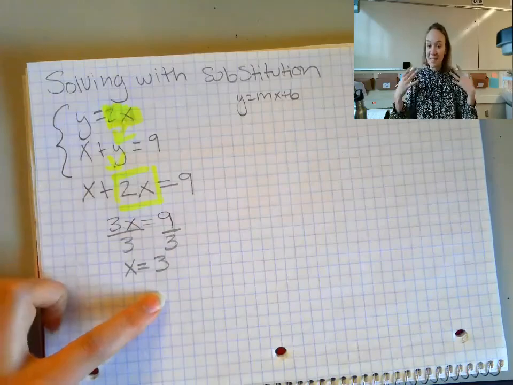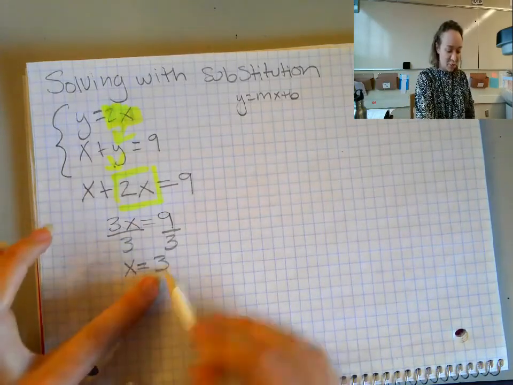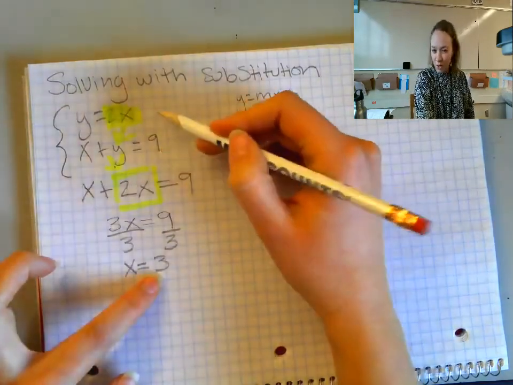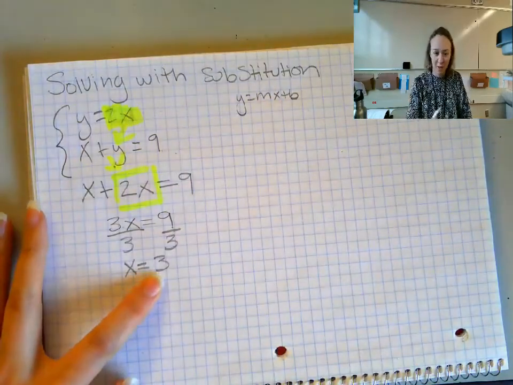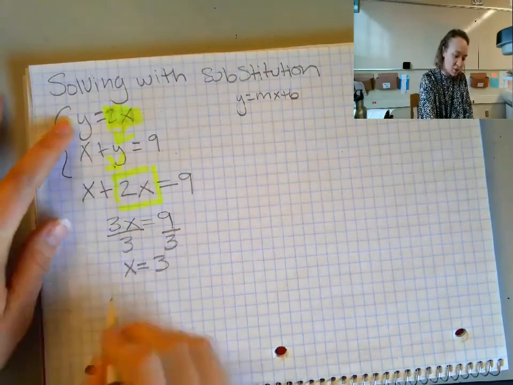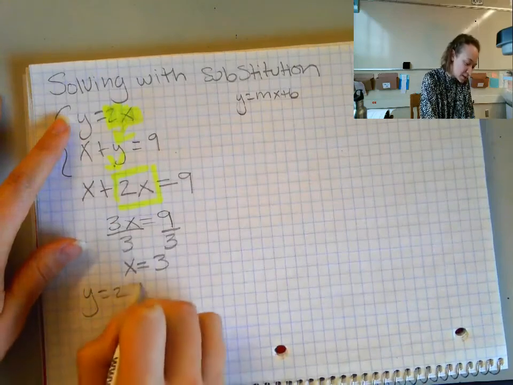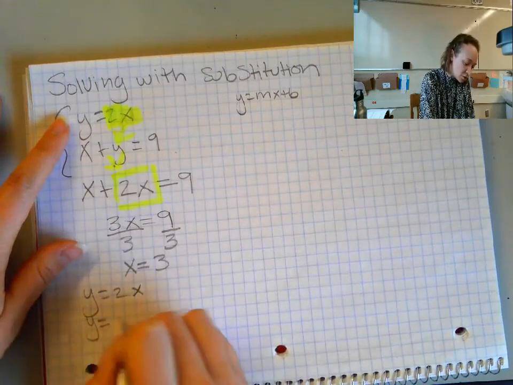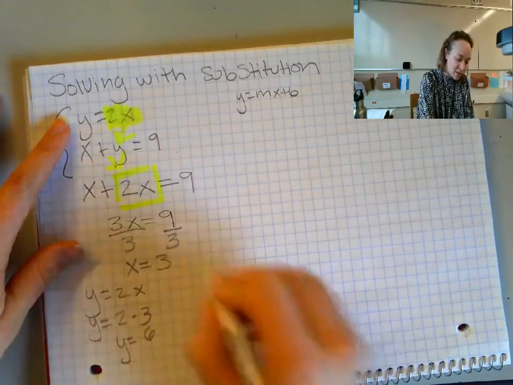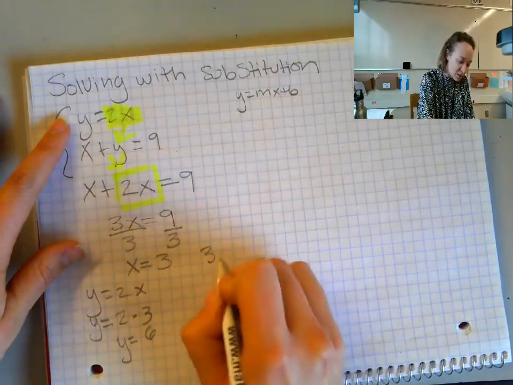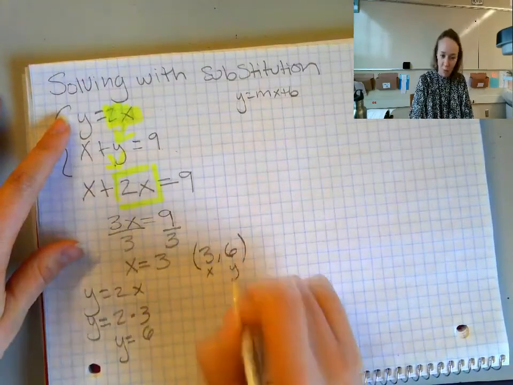And from here on out, it's the same as it was in equal values, because I'm just going to replace that 3 in one of these equations and solve for y, and then check it in the other one. Okay, so I'm going to solve for y using the top equation. y equals 2x. So y equals 2 times 3. So y equals 6. So I think that my answer is (3, 6). That's my x coordinate and my y coordinate.